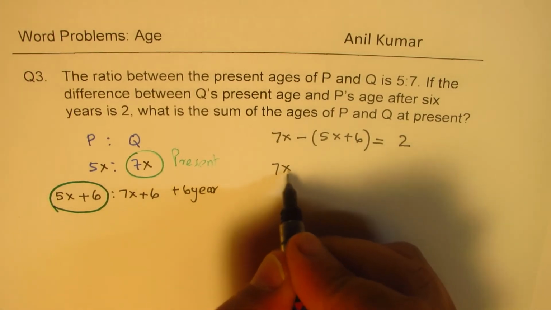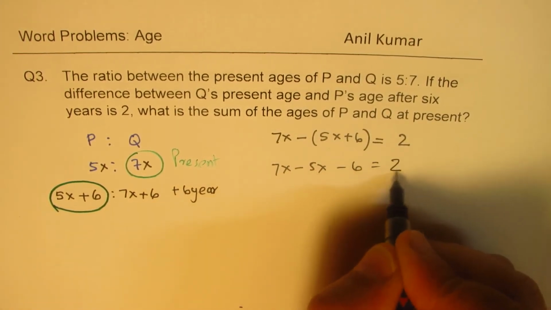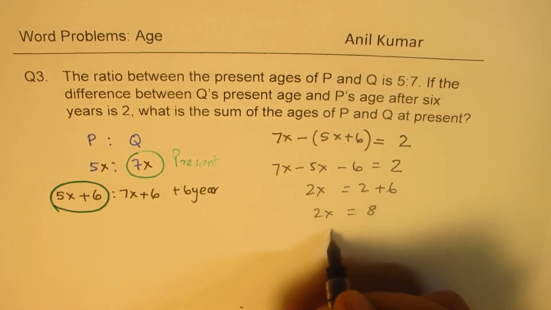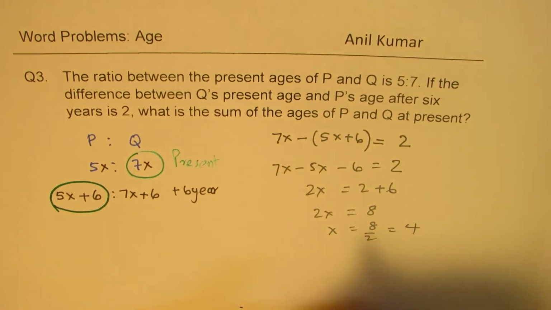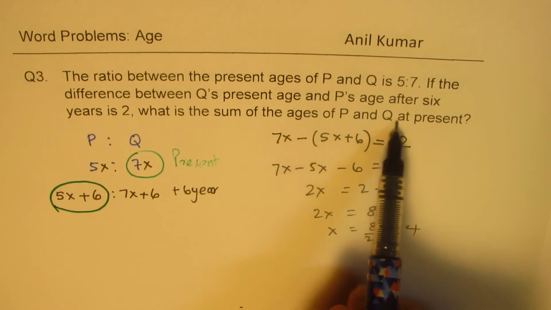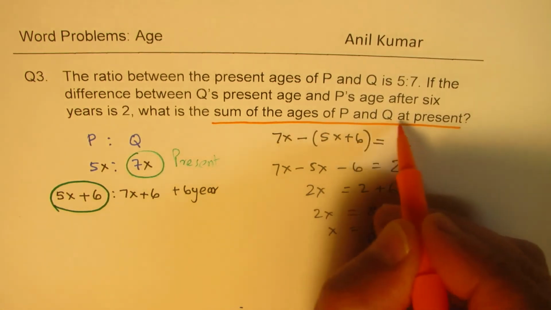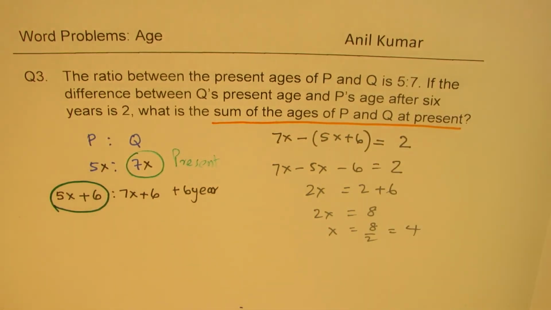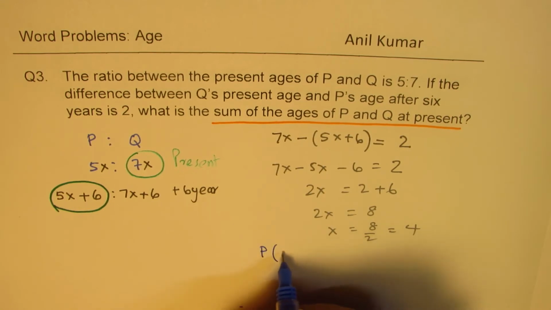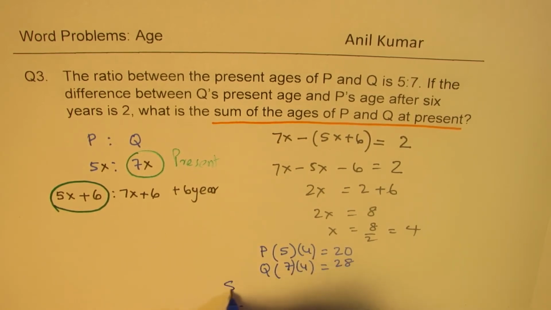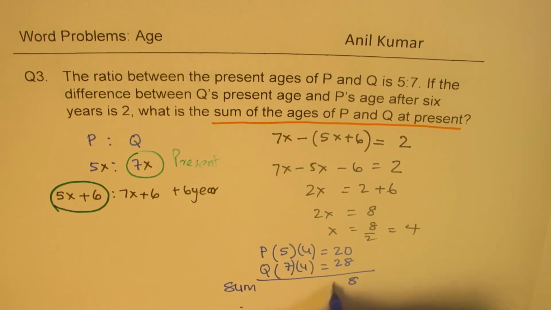So open the bracket. So we get 7x minus 5x minus 6 equals to 2. 2x equals to 2 plus 6. So 2x is equals to 8 and x equals to 8 over 2, which is 4. What is the sum of the ages of P and Q at present? So we need to find sum of ages again of P and Q at present, right? So let's find the ages first. So P is how many years old? P is 5 times 4, which is 20. And Q is how much? Q is 7 times 4, which is 28. And so sum will be how much? Add them up, right? So 48 years.